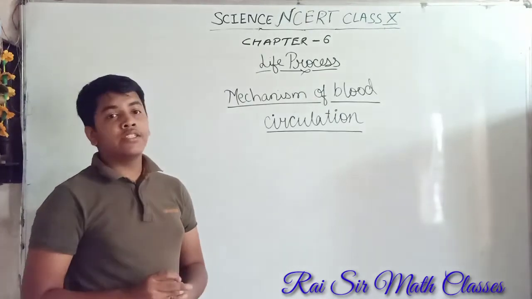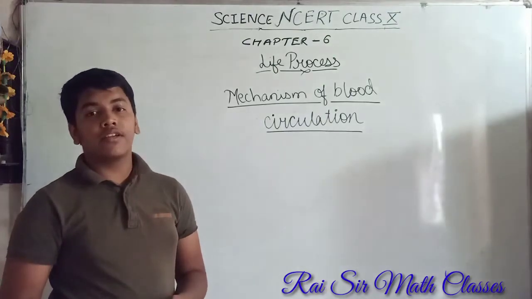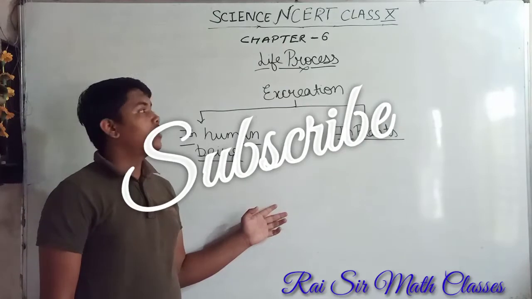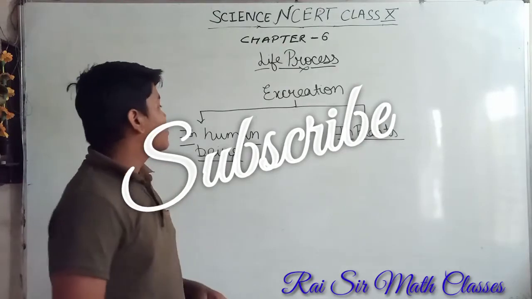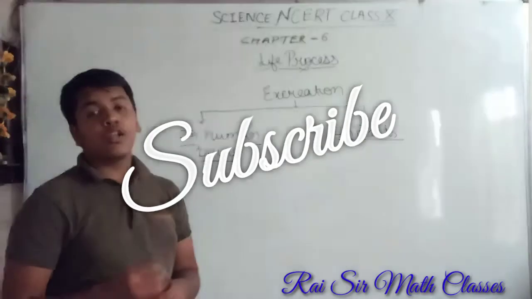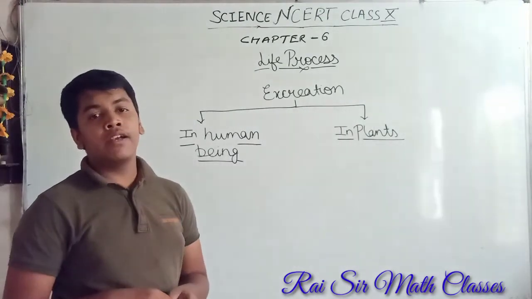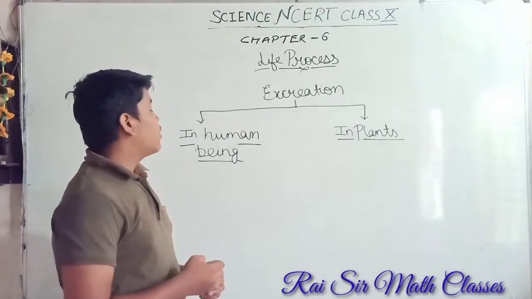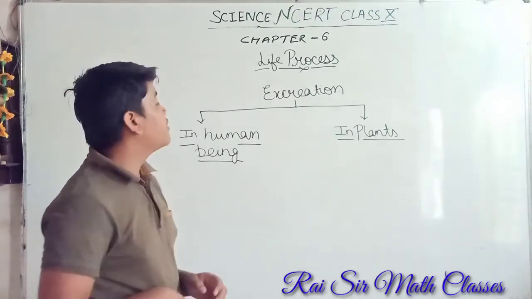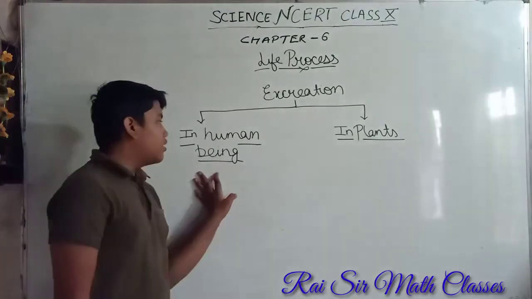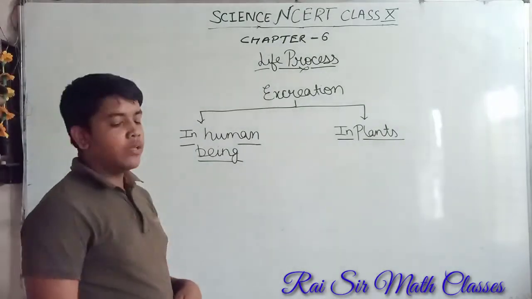So let's see the next part, that is excretion. As I told you, we are going to start a new topic, that is excretion. So what is excretion? Excretion is the process of removing unwanted parts or waste products from our body. We are going to discuss it in two ways, in plants and in animals. So let's start with human beings.